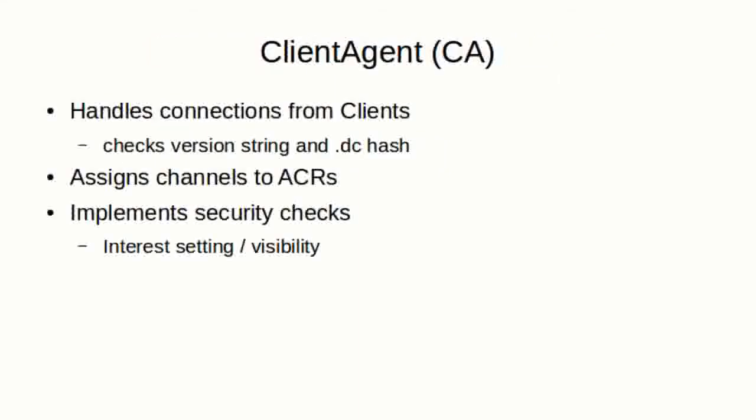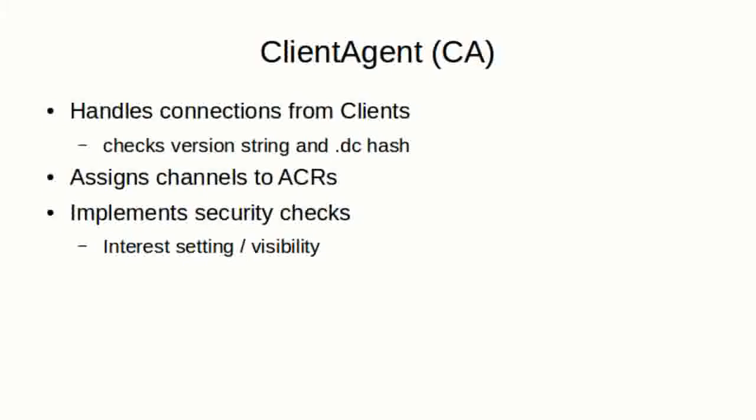The next role, the ClientAgent, accepts connections from Astron client repositories. When such a connection is made, the client has to provide a version string, which is set by the application using the repository, and a hash of the DC file that it uses. This is done to ensure that client and server are compatible with each other.